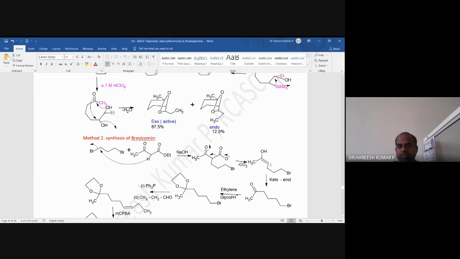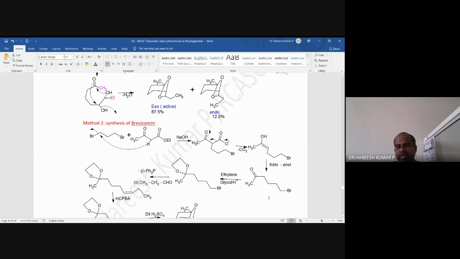So giving rise to an enol. This enol undergoes keto-enol tautomerism. That means the bond between the oxygen and hydrogen, that bond pair is moving over here and this can pick up a proton, forming a ketone.